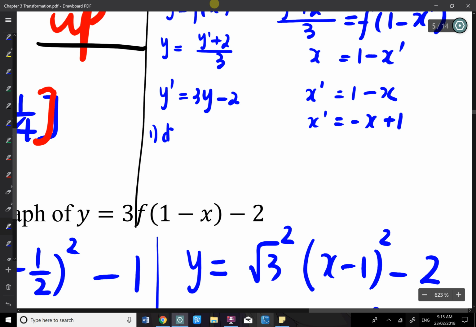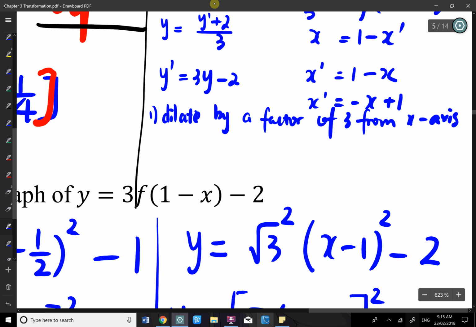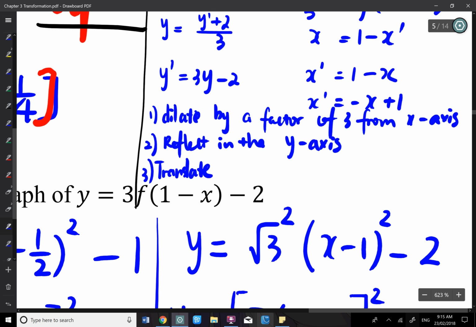Okay, DRT order. Dilate by a factor of 3 from the x-axis, reflect in the y-axis. This causes changing x. Reflect in the y-axis and translate 1 unit to the right, 2 units down.